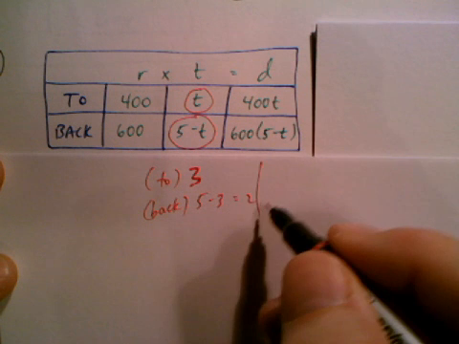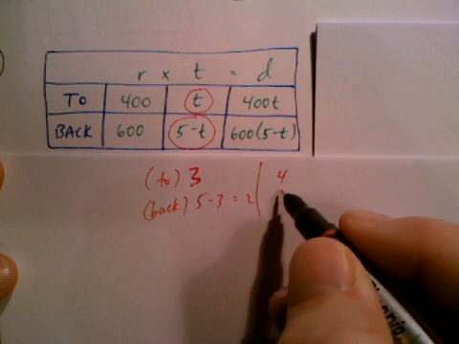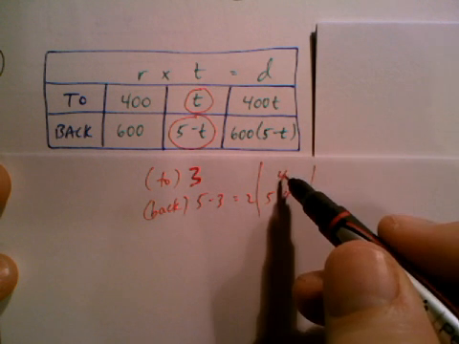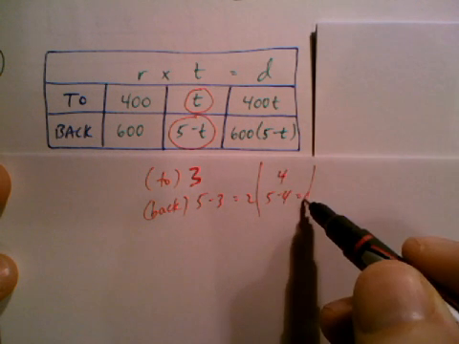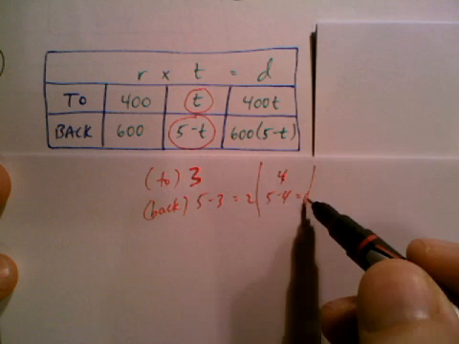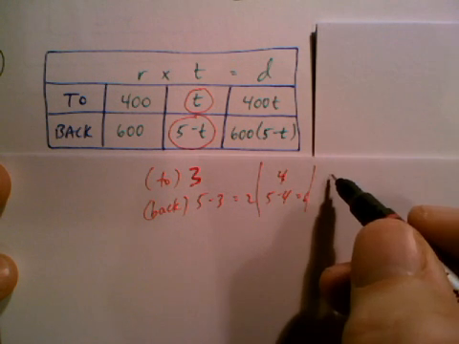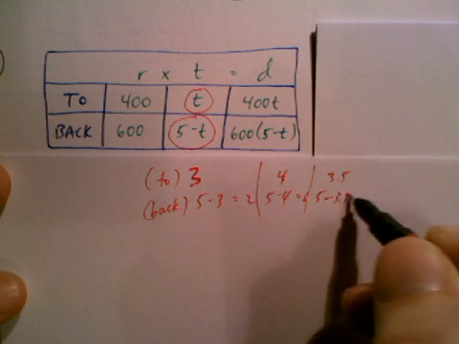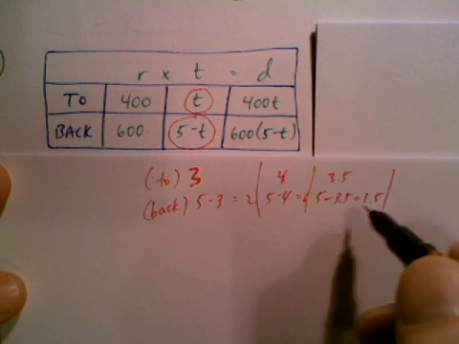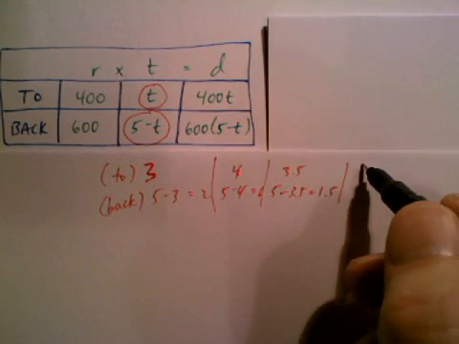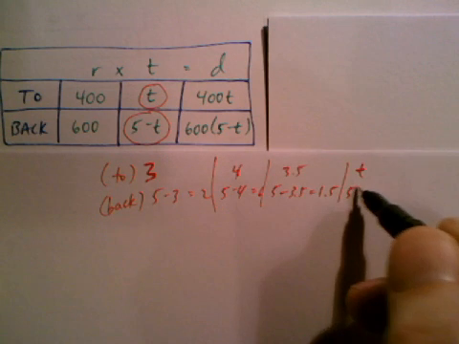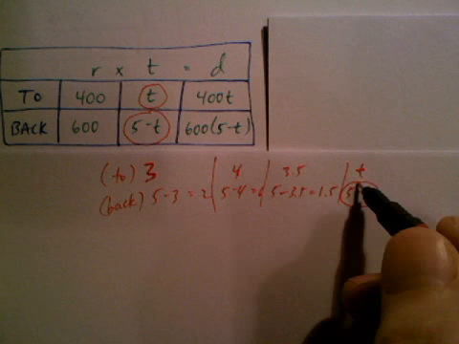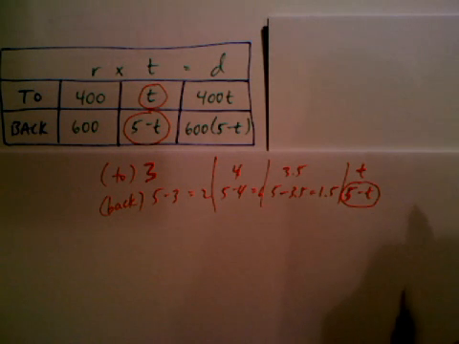Okay? So if he took 4 hours to get there, then he has to subtract 4 from the 5 to get the 1, because he already used up 4 hours of the 5, and he's only got 1 left. 5 minus whatever he used, he's got that much left. And if he used 3.5 hours, then 5 minus 3.5 gives him 1.5 hours left. So it's always 5 minus whatever he used up going there. So if he used t, then he has 5 minus t hours left. Okay, so hopefully you understand that part, and now you can do the rest of the problem.